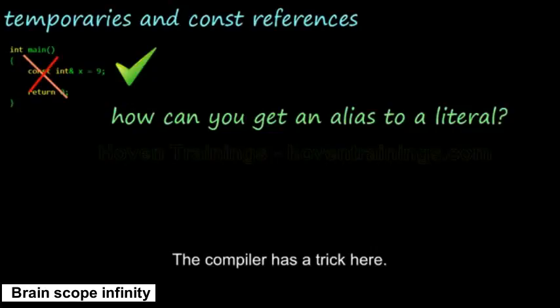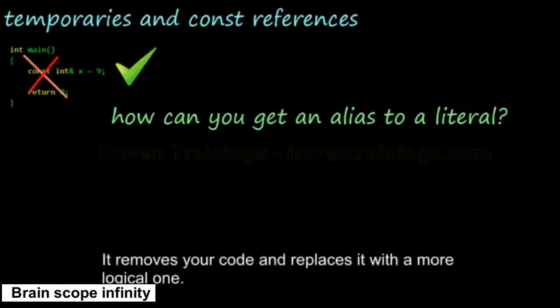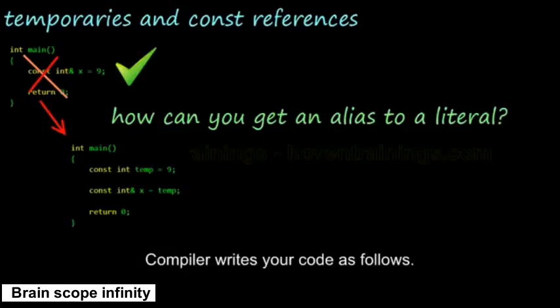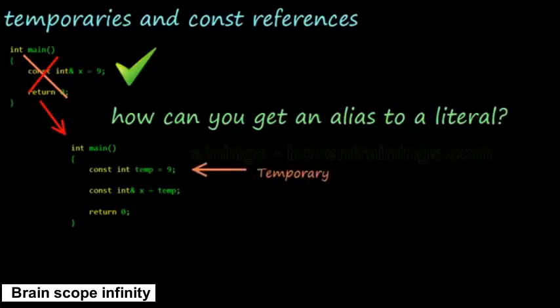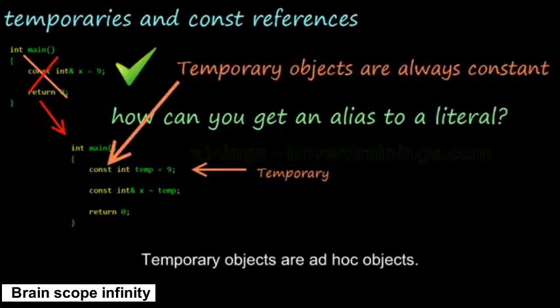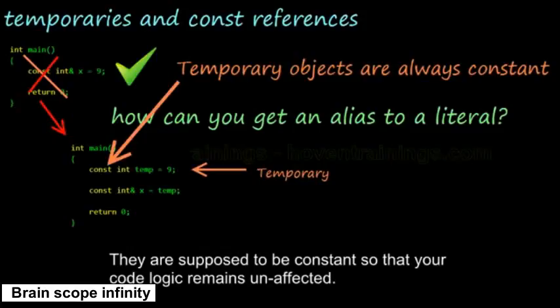The compiler has a trick here. It removes your code and replaces it with a more logical one. The compiler writes your code as follows. It creates a temporary object. Temporary objects are ad hoc objects. They are supposed to be constant so that your code logic remains unaffected.